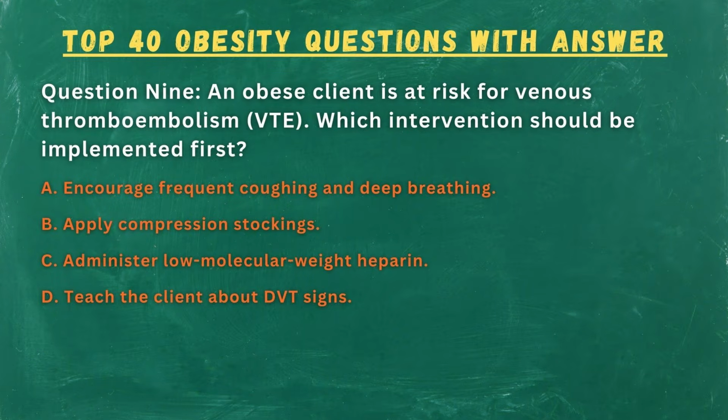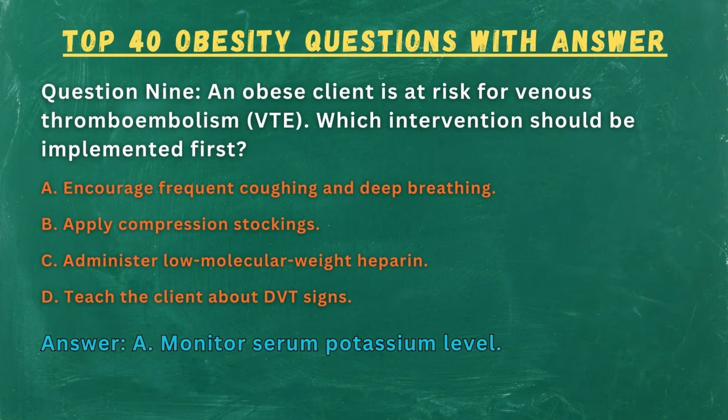Question 9. An obese client is at risk for venous thromboembolism, VTE. Which intervention should be implemented first? A. Encourage frequent coughing and deep breathing. B. Apply compression stockings. C. Administer low molecular weight heparin. D. Teach the client about DVT signs. Answer. C. Administer low molecular weight heparin.